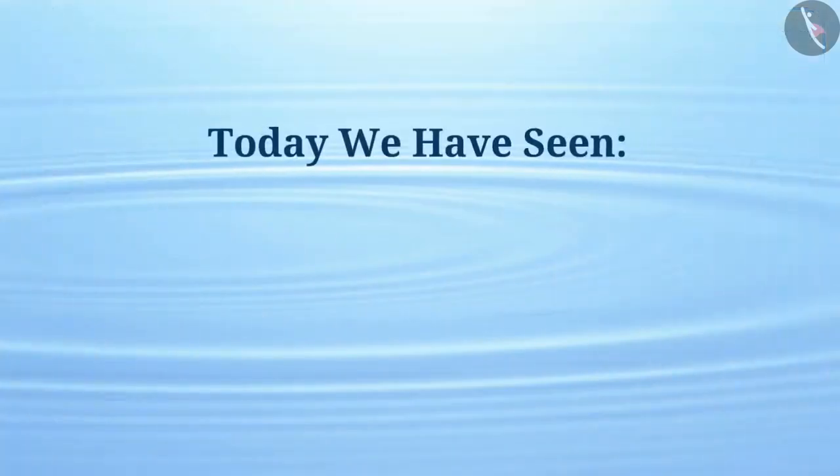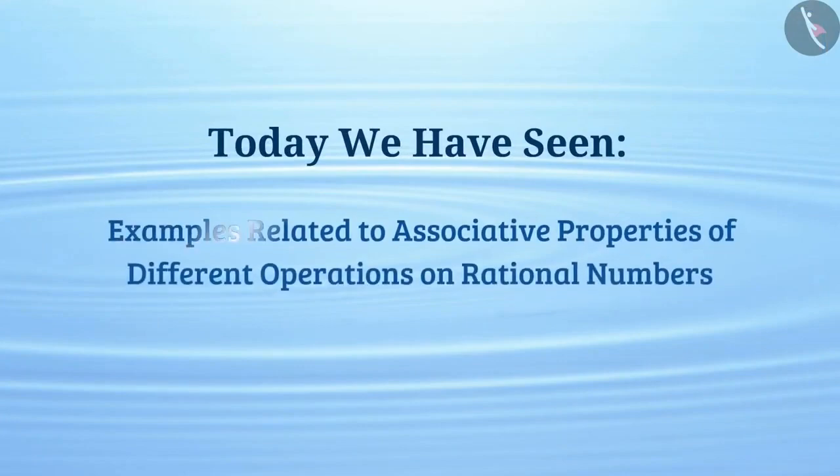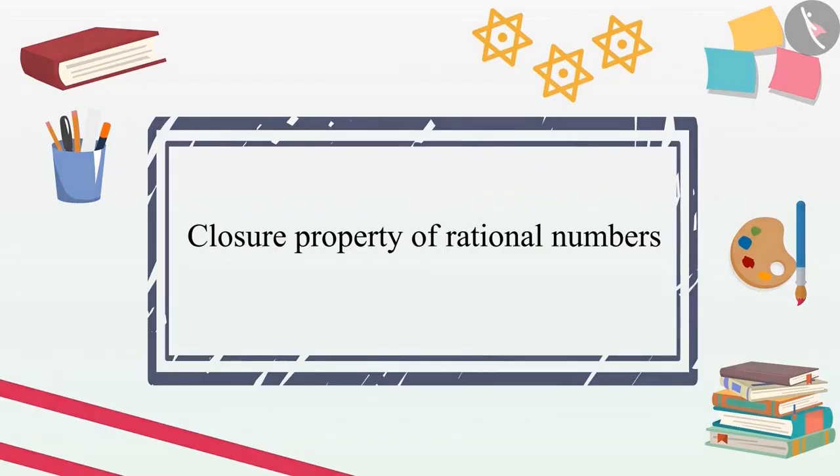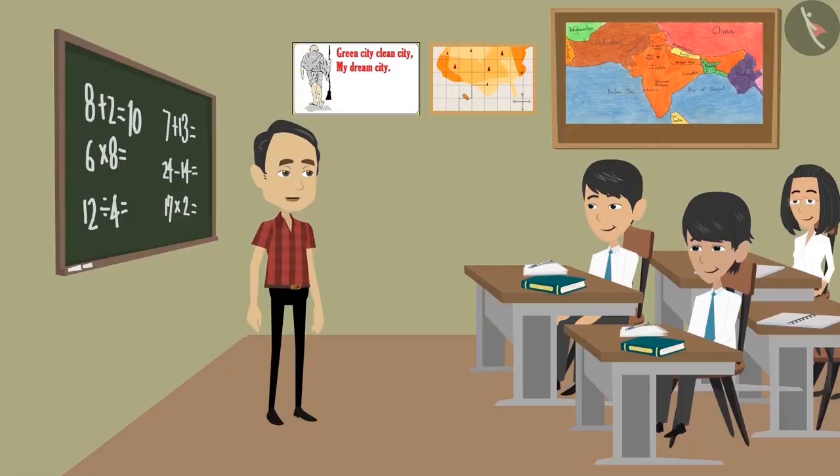So, today we have seen examples related to the associative property. In today's video, we will learn about the closure property of rational numbers. Children, you must have read about numbers in previous classes. Now let us revise this once.